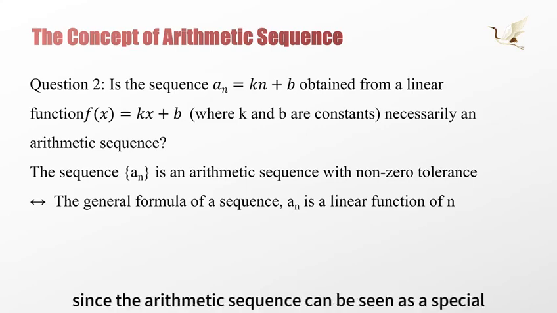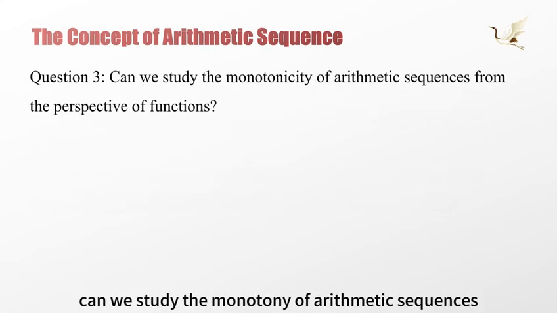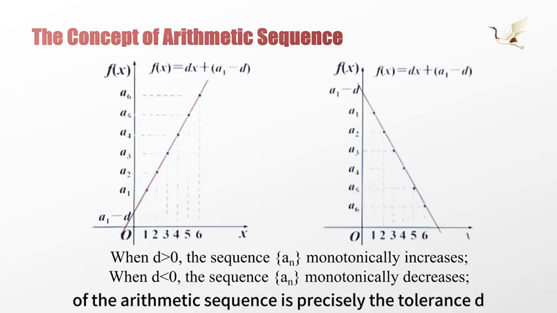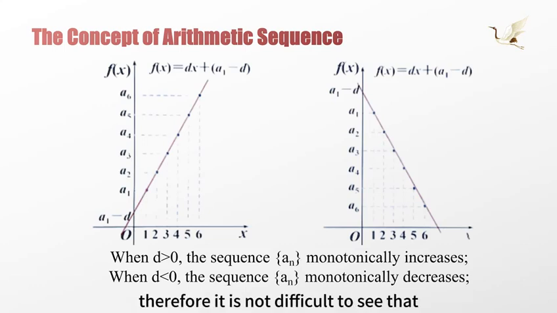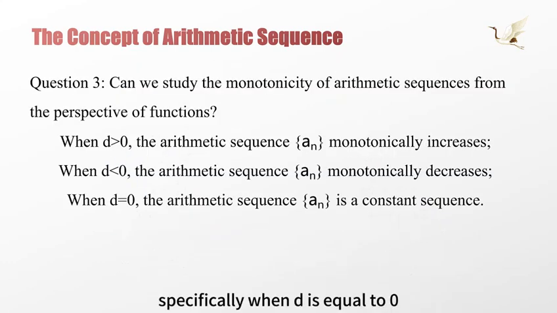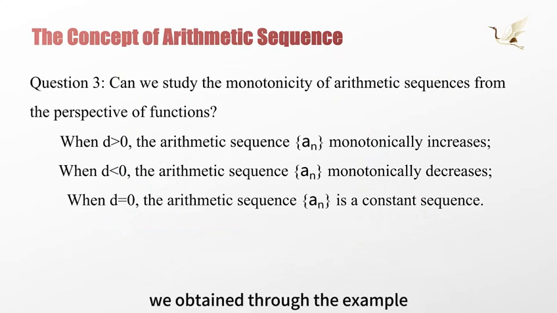Since the arithmetic sequence can be seen as a special linear function, we think: can we study the monotonicity of arithmetic sequences from the perspective of functions? The monotonicity of a linear function depends on the sign of the coefficient of the linear term, and as a linear function, the coefficient of the linear term of the arithmetic sequence is precisely the common difference d. Therefore, it is not difficult to see that when d is greater than 0, the sequence a_n monotonically increases, while when d is less than 0, the sequence a_n monotonically decreases. Specifically, when d is equal to 0, the arithmetic sequence a_n is the constant sequence we just saw. This is also consistent with the conclusion we obtained through the example just now.